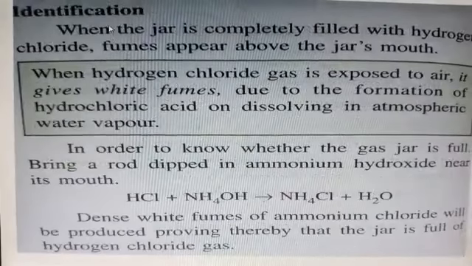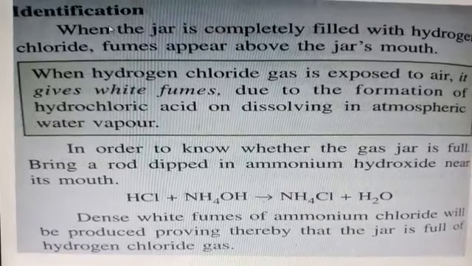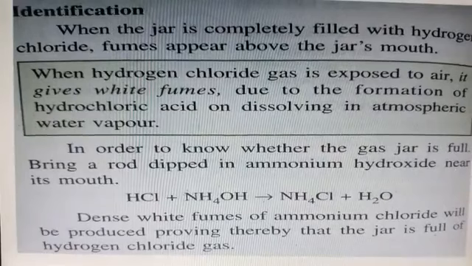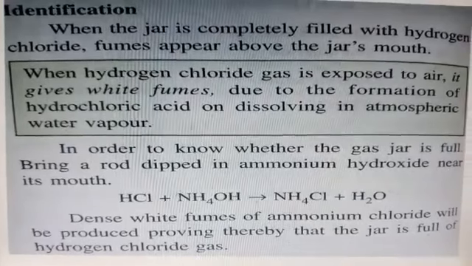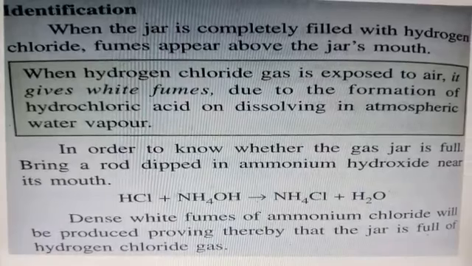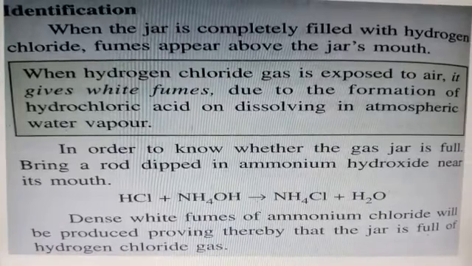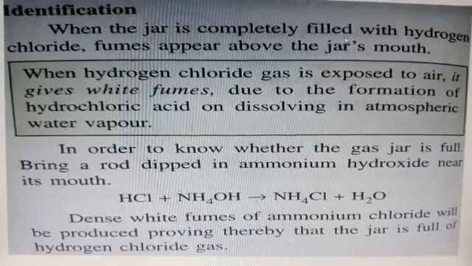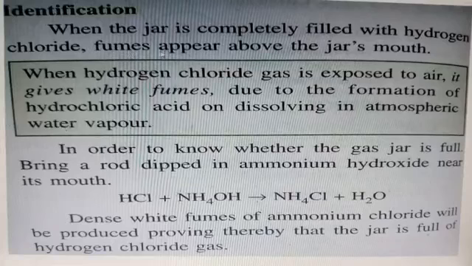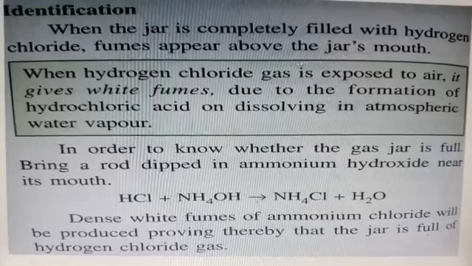Then how to identify the gas? How do we identify that the gas collected in the jar is hydrogen chloride gas only? Let's see. When the jar is completely filled with hydrogen chloride, fumes appear above the jar's mouth. So what is the characteristic of hydrogen chloride gas? Fumes appear above the jar's mouth. Above the jar's mouth, you can see the fumes coming out.